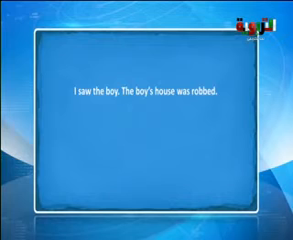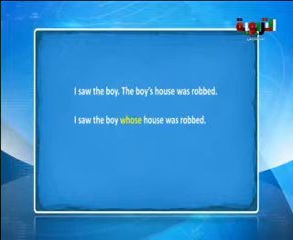Next one, I saw the boy. The boy's house was robbed. So let's look at the correct keyword. Whose. I saw the boy whose house was robbed.